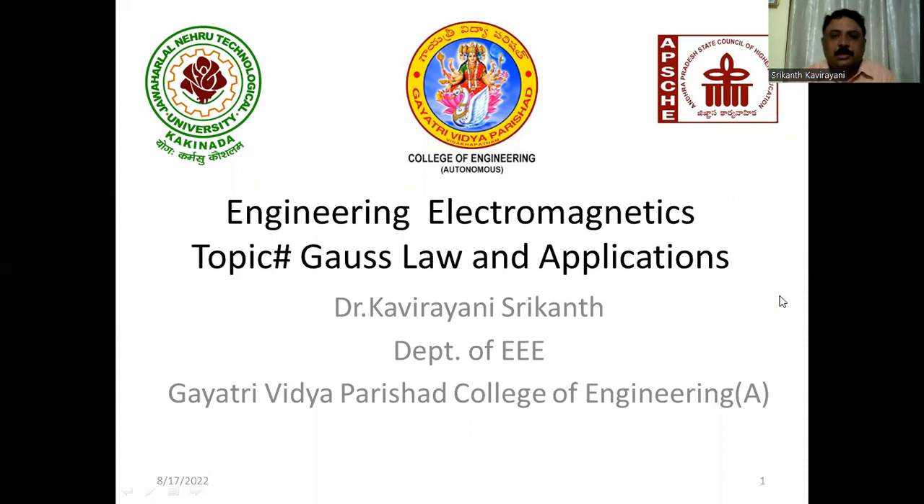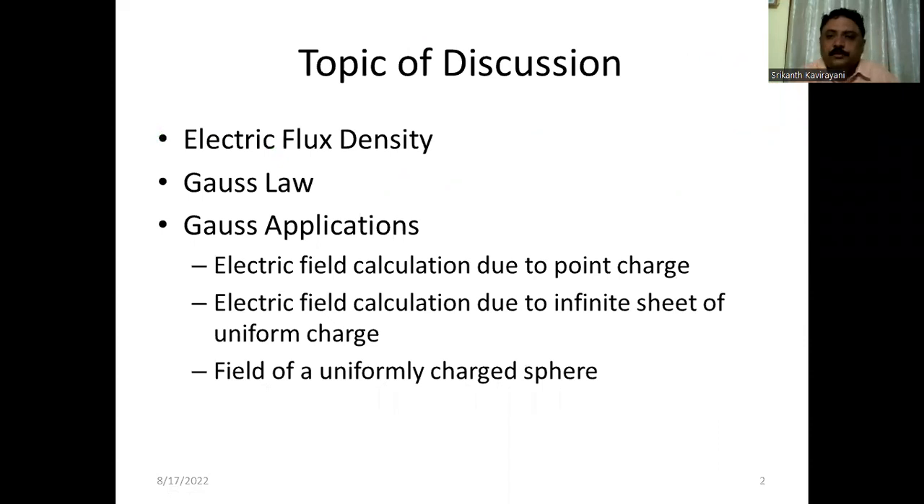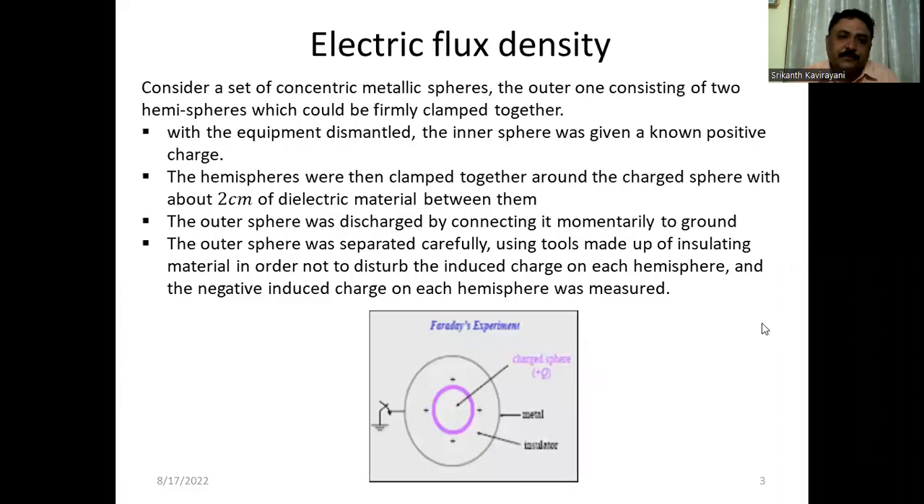Hi. In continuation to our discussion on electrostatics, we try to discuss today Gauss law and its applications. So, the topics of discussion are trying to understand the concept of electric flux density, what is Gauss law, and what are the applications in terms of electric field calculation due to a point charge, due to infinite sheet of uniform charge, then field of uniformly charged sphere, which also can be done using your regular Coulomb's law, but how we do it easily with a Gaussian surface defined and using Gauss law by itself is what we try to understand through this lecture.